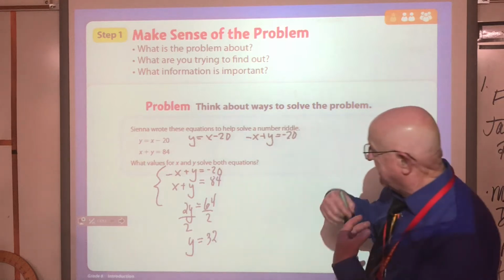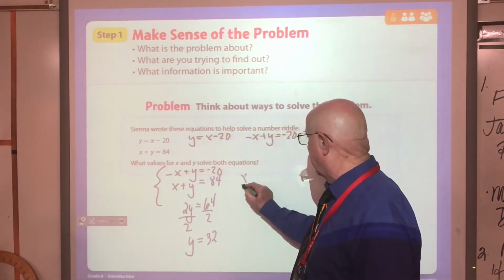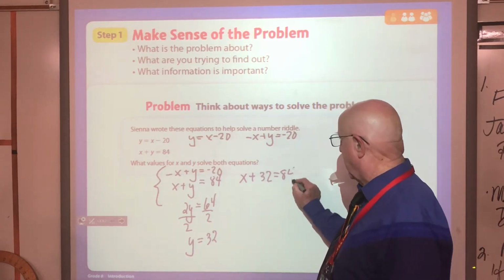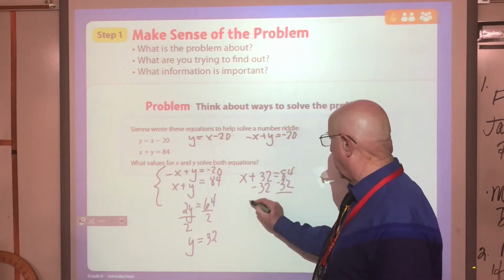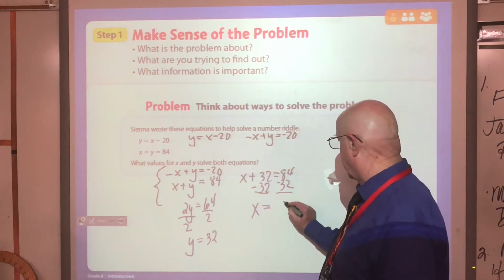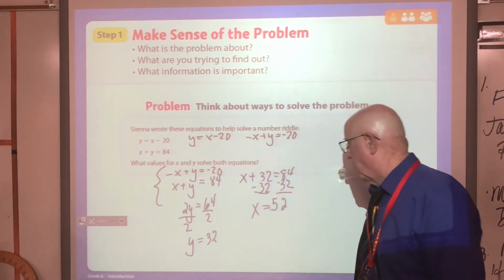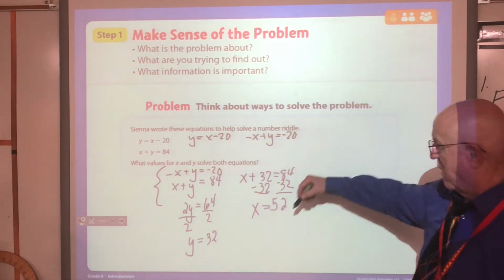Then I need to put that into one of these equations. So I'm going to put it here. I'm going to say x plus 32 is equal to 84. I take 32 from both sides. I end up with x equal to 52. So my x is 52 and my y is 32.